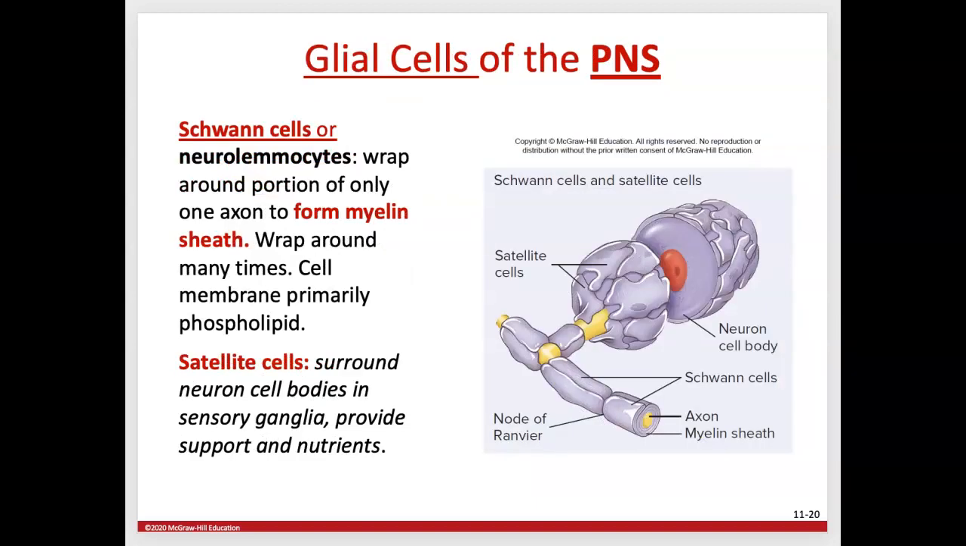Glial cells of the PNS include Schwann cells and satellite cells. Schwann cells form the myelin sheath in the PNS. They wrap around it many times. The satellite cells surround the neuron cell bodies and provide support and nutrients. So those are a total of 6 glial cells, 2 in the PNS and 4 in the CNS, that you should be aware of and what they do.